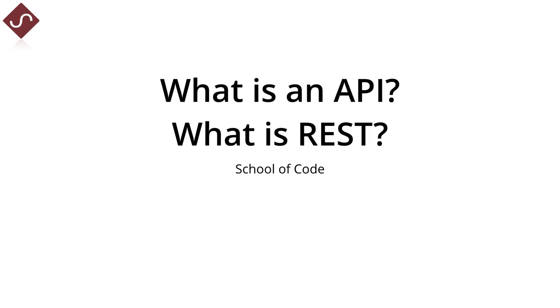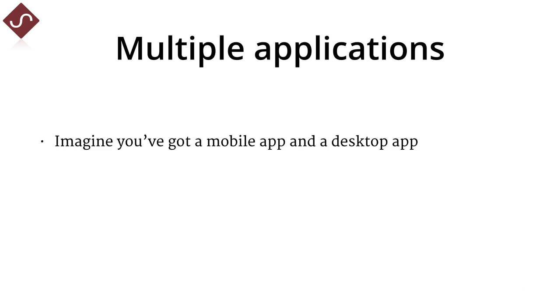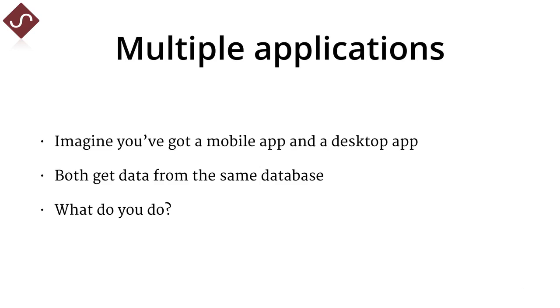But first, before we begin, imagine that you've got two applications. You've got a mobile application and a desktop app. And now both applications do the same thing, but one of them does it in a mobile and one of them does it in a desktop. And both of them get data from the same database. So what do you do? How do you structure your applications? Because both of them are using the same server, the same database.